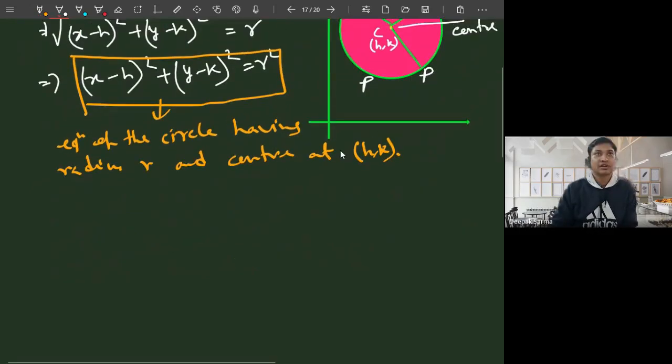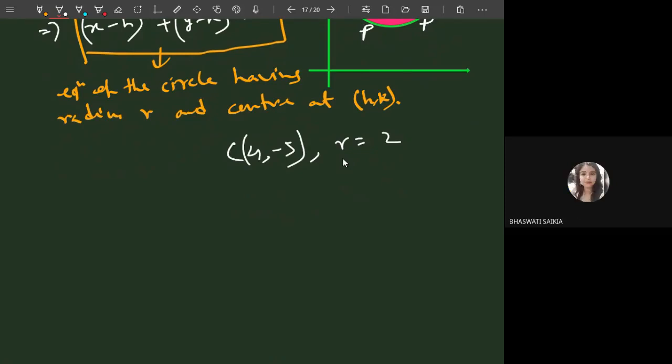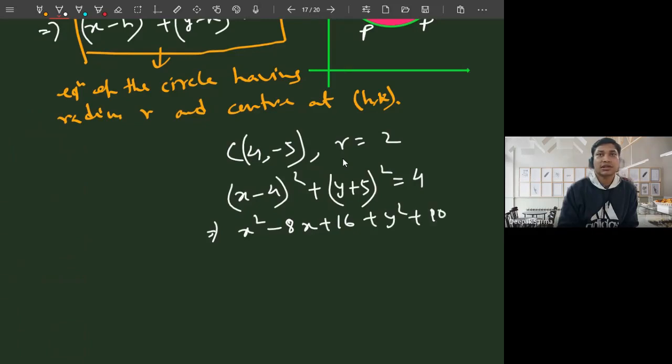Suppose I give you the center as (4, minus 5), and the radius is, suppose, 2. What is the equation? It is (x minus 4) whole square plus (y plus 5) whole square equals 2 whole square, which I can write as 4. If you want, you can simplify it: x square minus 8x plus 16 plus y square plus 10y plus 25 equals 4. You can simplify it.